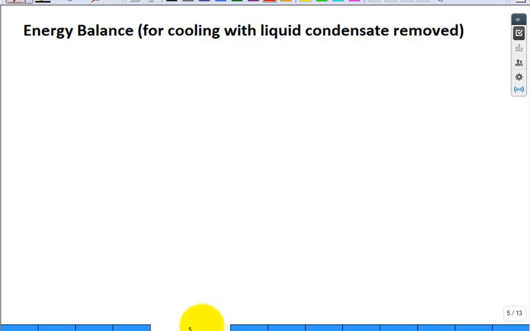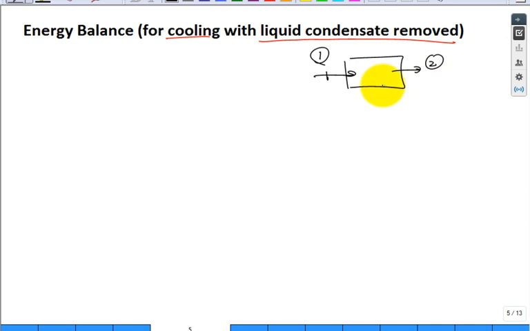Well, let's do this one. Let's do the cooling application where you're going to remove the liquid condensate. So again, let's draw a little control volume. We're coming in with the humid air stream at 1, going out humid air stream at 2. We're going to have a little drip pan. We're going to come out with the mass flow rate of the liquid coming out. And we know that liquid is coming out at the enthalpy of saturated liquid at the temperature T2.